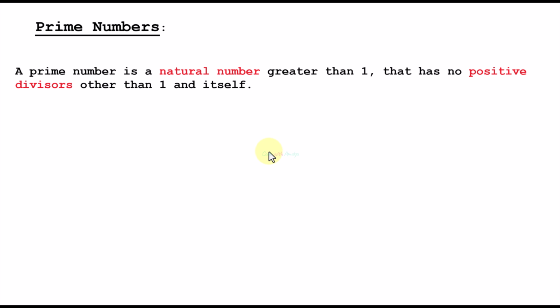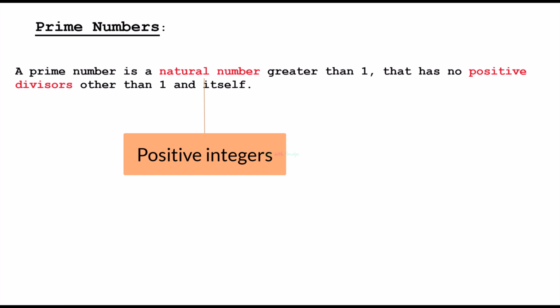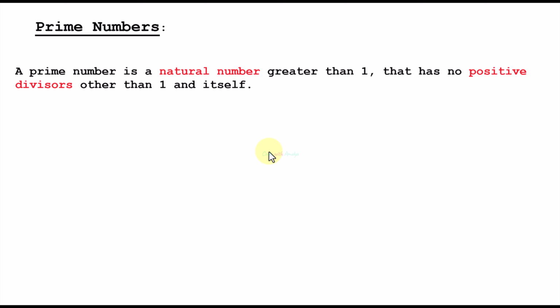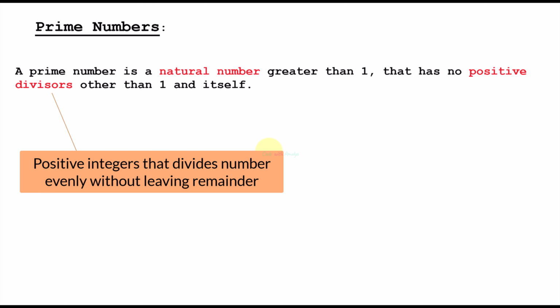Today in this tutorial, let's talk about prime numbers. A prime number is a natural number greater than 1 that has no positive divisor other than 1 and itself. Natural numbers are the positive integers used for counting: 1, 2, 3, 4, 5, 6, like that. And here, positive divisors of an integer are the positive integers that divide it evenly without leaving a remainder.